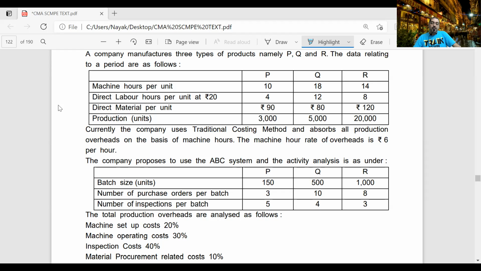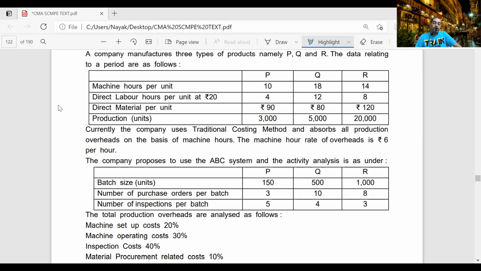It is 4, 12, and 8 only. So, per unit, the figure has been given as 20 rupees. But the number of hours per unit they have given us is 4, 12, and 8. Then direct material per unit is given as 90, 80, and 120. Production is given as 3,000, 5,000, and 20,000.